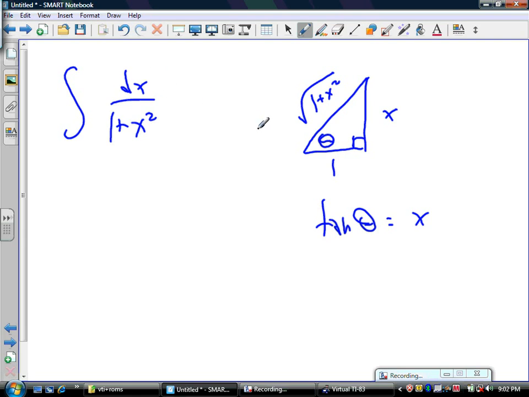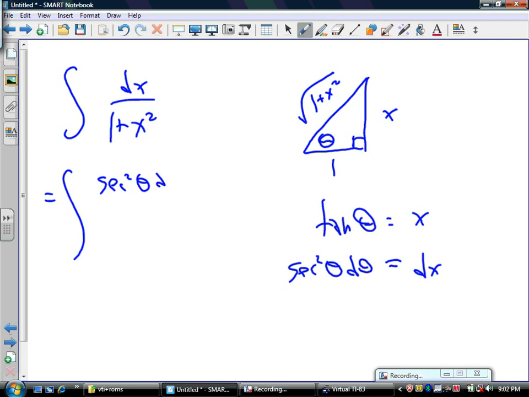All right, I need a substitution for dx. Well, if x is tan, what's dx? Secant squared theta d theta. All right, so where I see dx, I'm going to write that. Dx is in the numerator, that's it. Secant squared theta d theta over 1 plus x squared. Well, this is x, so that's x squared, you get tan squared. And that looks worse, doesn't it?